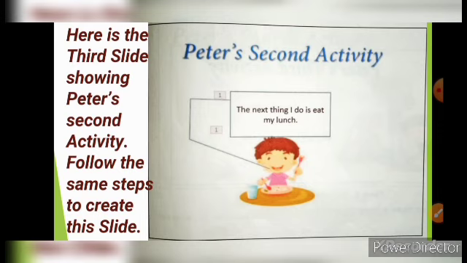Peter was reading his book, and we showed that using the callout shape, what Peter was reading, and we animated each particular part of the second slide, the picture and the text. The same thing applies to this third slide. Peter's second activity is displayed in the third slide. I'm sure you are following me, kids. The second slide displays Peter's first activity. The third slide, which is this, is displaying Peter's second activity.